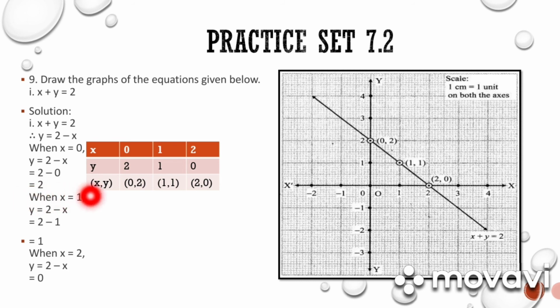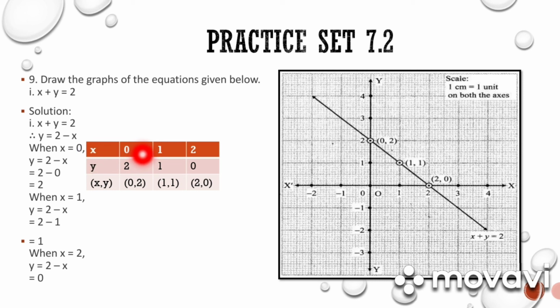When x = 1, y = 2 - x, that is 2 - 1, therefore y = 1. And when x = 2, y = 2 - x, and therefore y = 0. We will write the coordinates of x and y in a table.